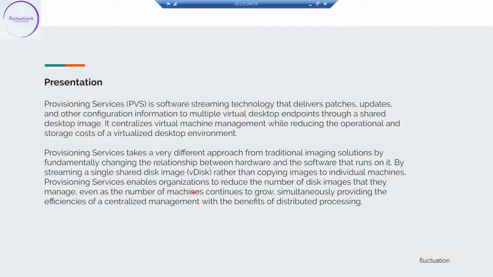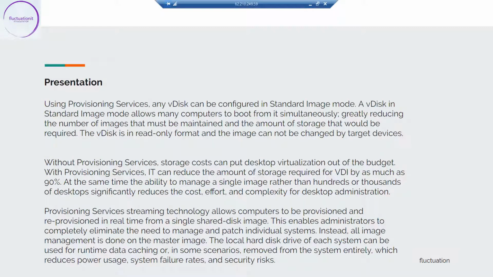Of course, this is important, even as the number of machines continues to grow, while simultaneously providing the efficiency of centralized management with the benefits of distributed processing. So this is the first thing. The real point of PVS is that you will separate the hard disk that normally sits in your VM or physical laptop or desktop, and you will use only a vDisk.